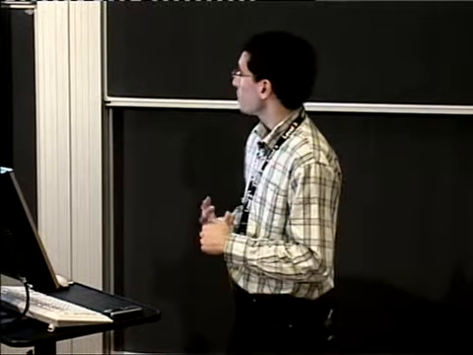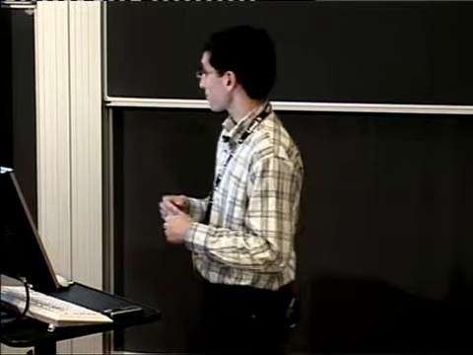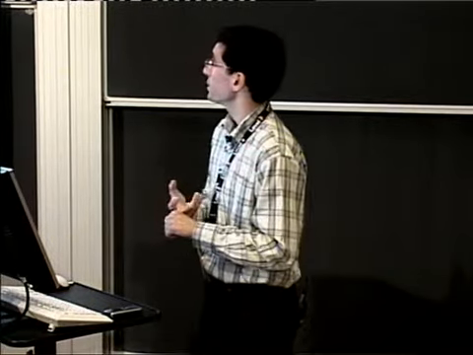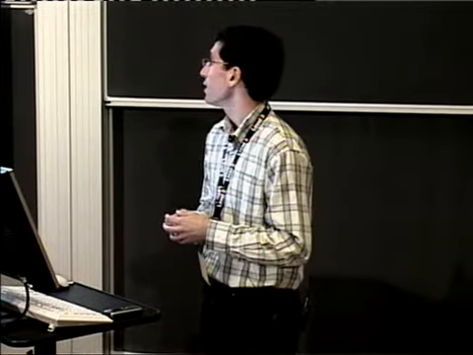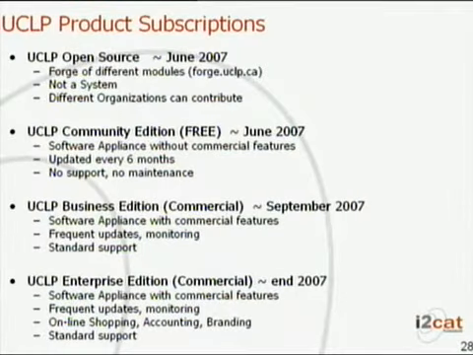And finally, we have the Enterprise Edition, which will come at the end of this year. It's basically the same as the Business Edition, but it has features for online shopping, accounting, and branding. This edition is targeted at organizations that want to use UCLP and charge their users to use UCLP. This also comes with standard support and frequent updates.